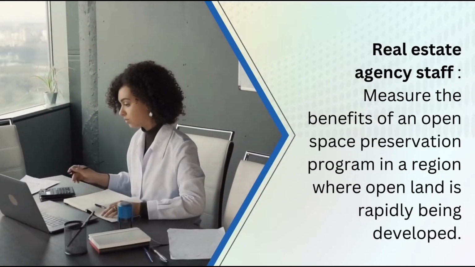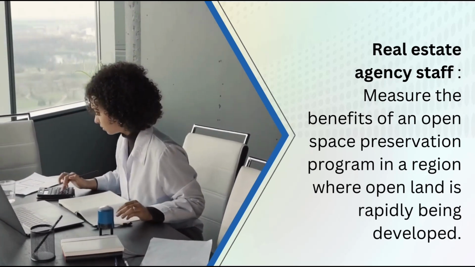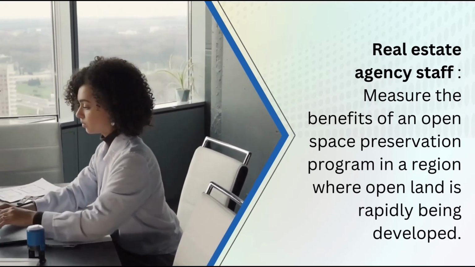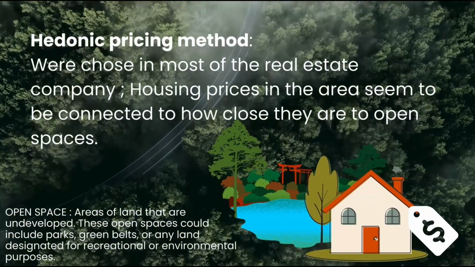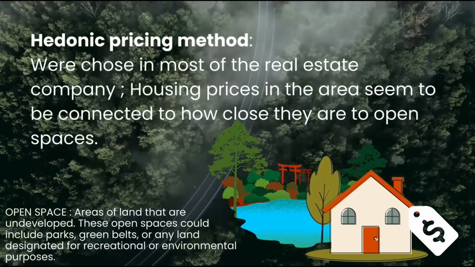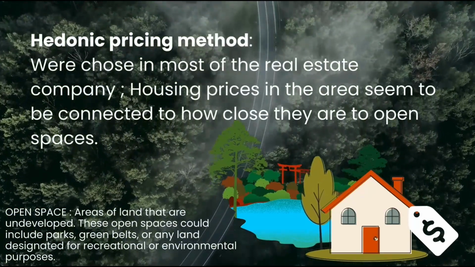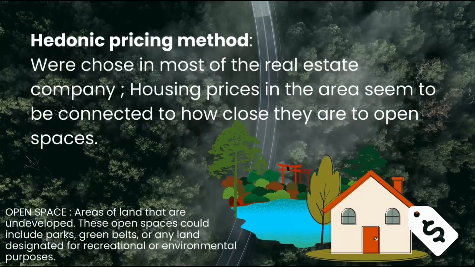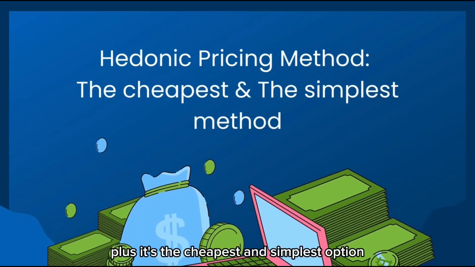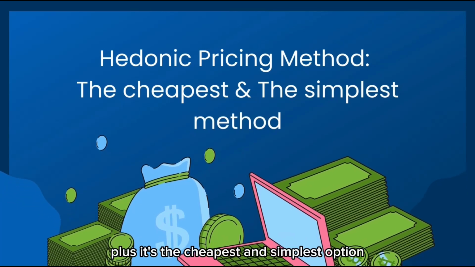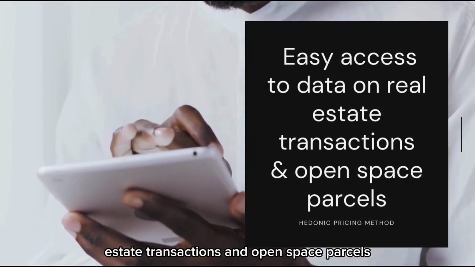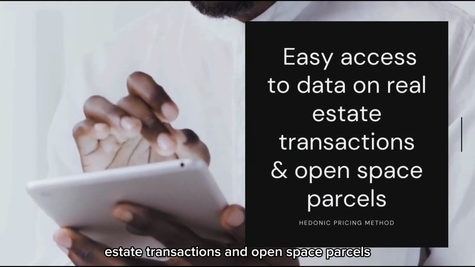Agency staff want to measure the benefit of an open space preservation program in a region where open land is rapidly being developed. The hedonic pricing method was chosen because housing prices in the area seem to be connected to how close they are to open spaces. Plus, it's the cheapest and simplest option since we have easy access to data on real estate transactions and open space parcels.